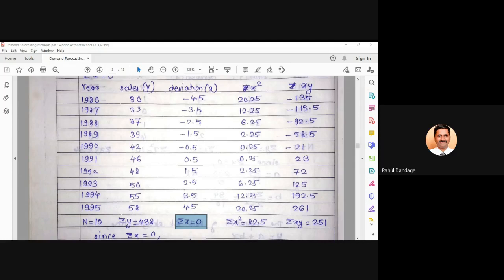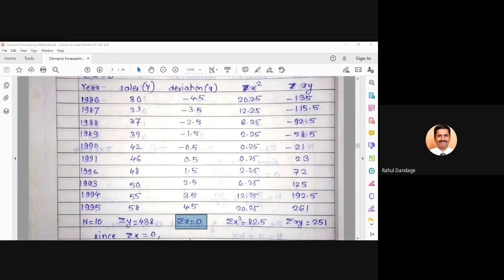Now once we have these values, year, sales and deviation column, next part is simply going for x square and xy. So x square is simply taking the squares of the deviation column. So minus 4.5 square. You can see that the square value will be again mirror image. For first period also it is 20.25. Last period also it is 20.25.